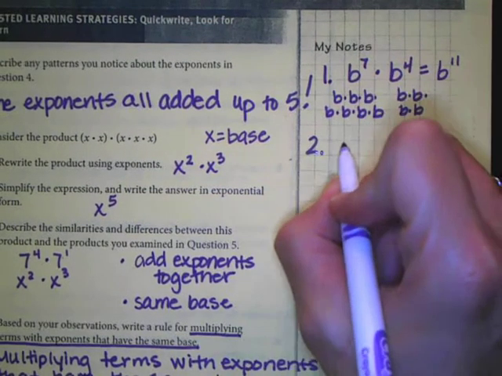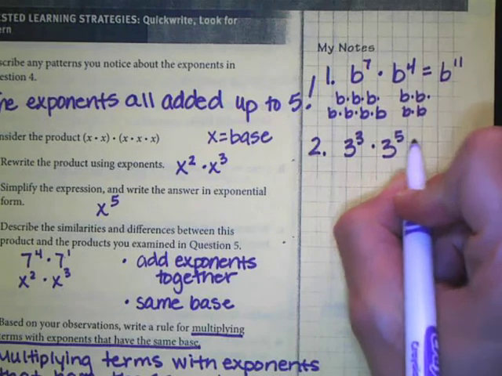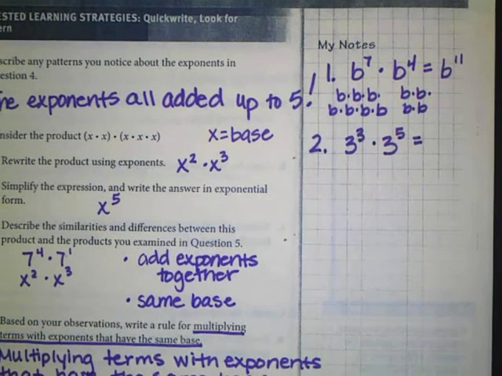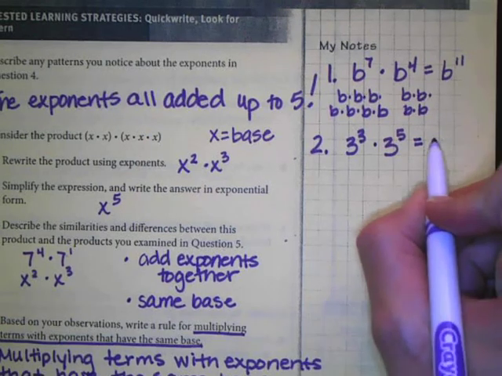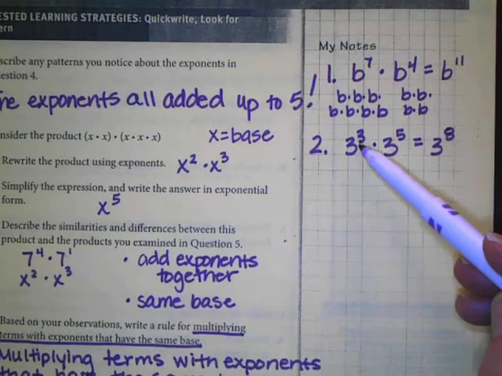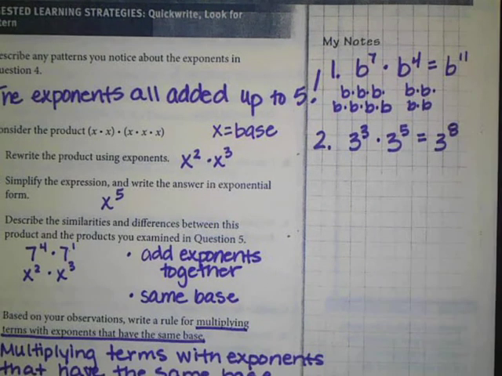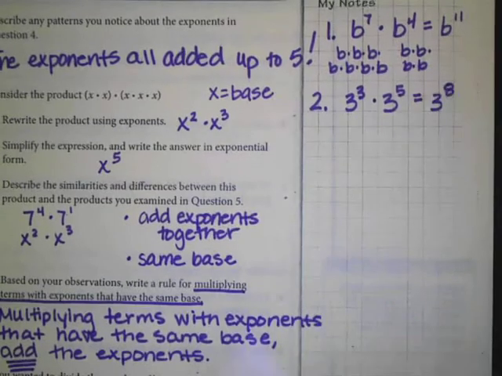Let's try another one. See if you can get this one. 3 to the 3rd times 3 to the 5th. Notice my base is a number. That's okay. It's still a base. It's 3 to the 8th. Here I would have 3 3s. Here I would have 5 3s. And if I counted them all up, I would have 8 3s.